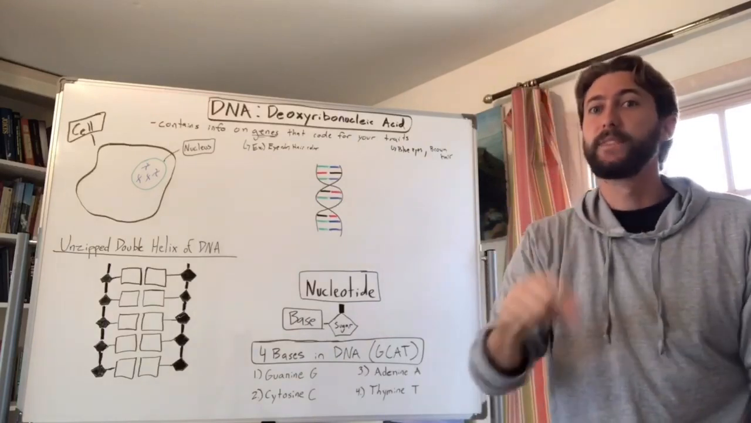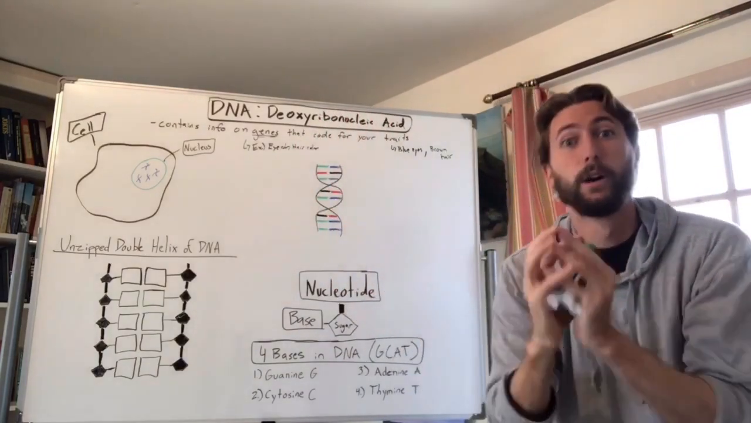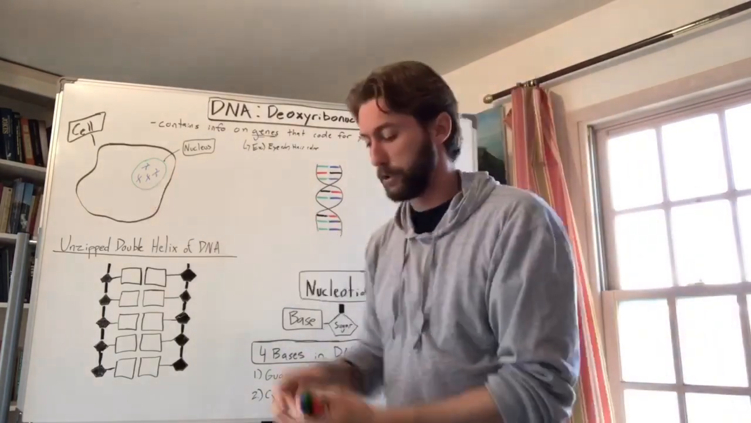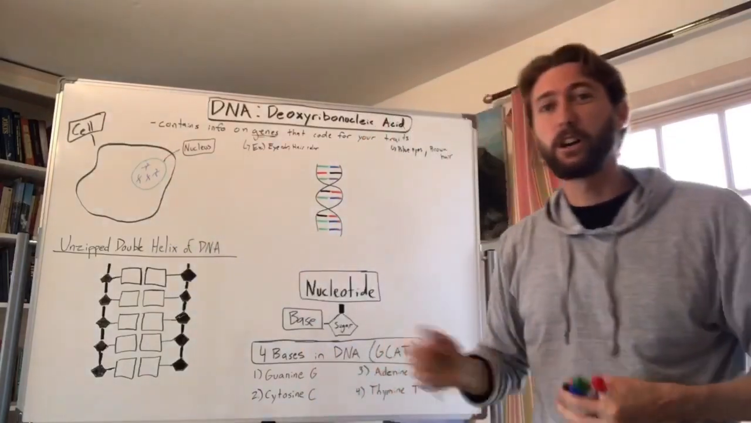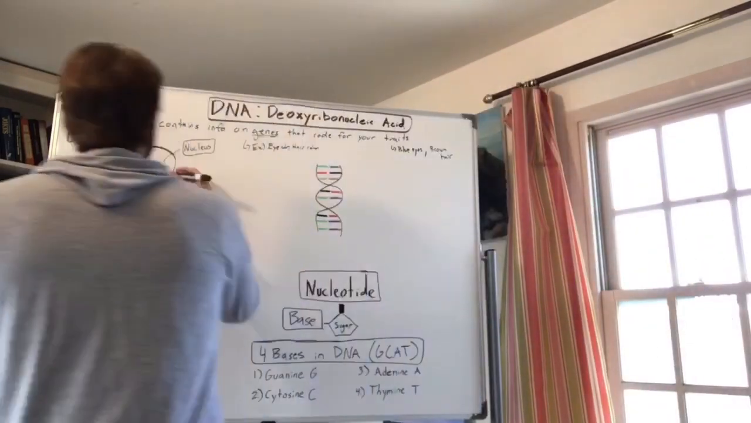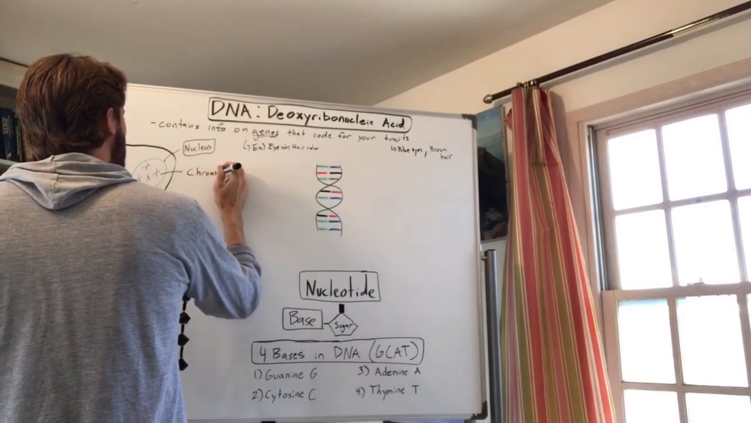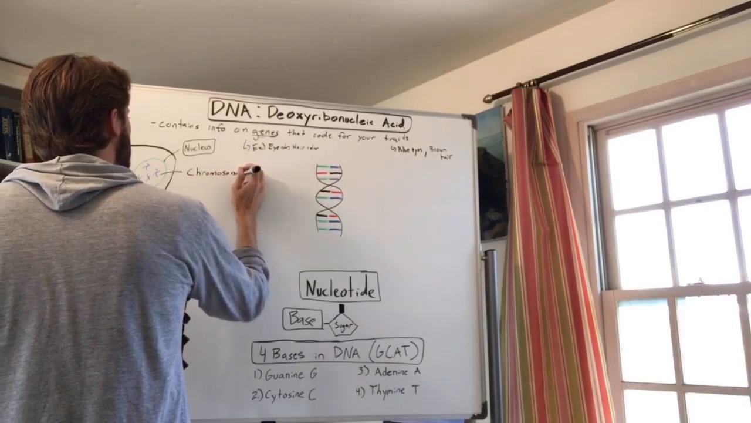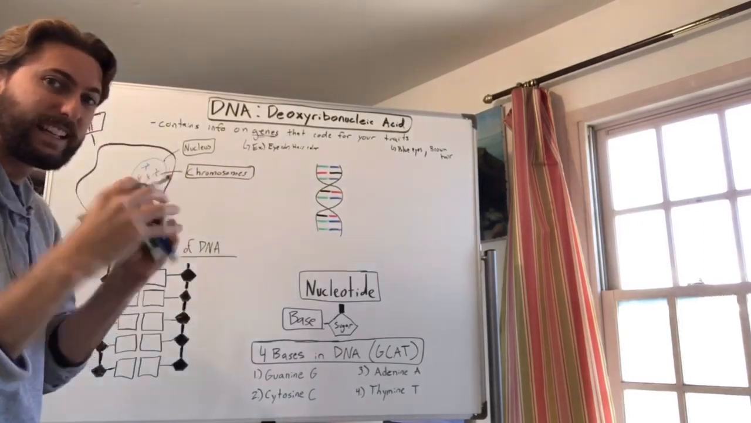The way it does that is it has to wind up really small into a package. We call those packages chromosomes. So here are these blue X's inside the nucleus of the cell. These are called chromosomes, okay? And a chromosome is a package of DNA that's just tightly wound up.